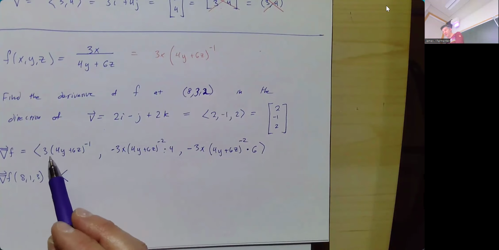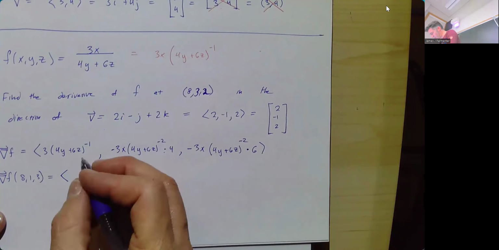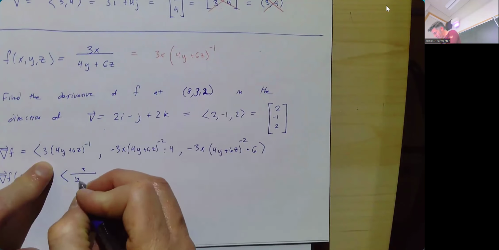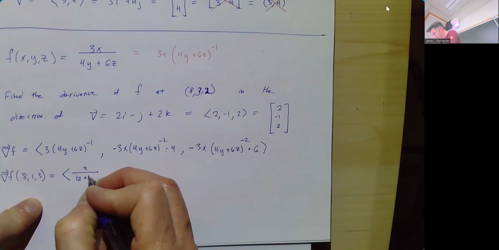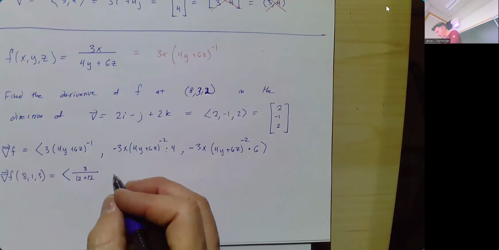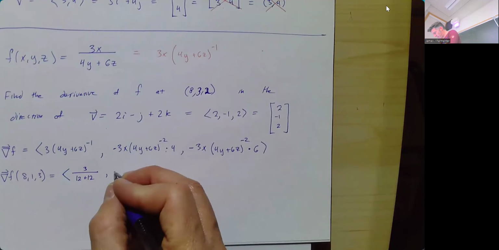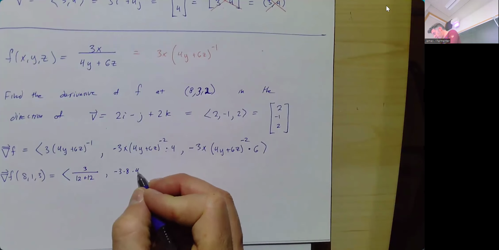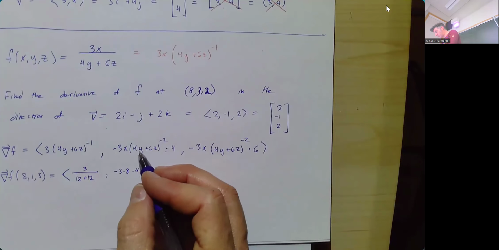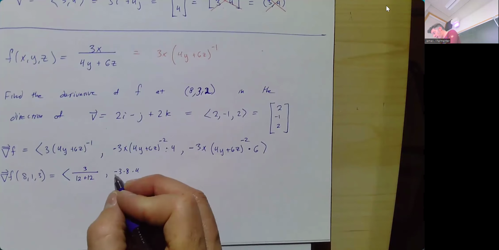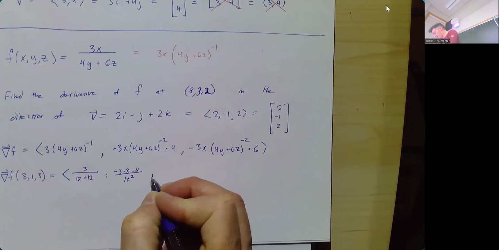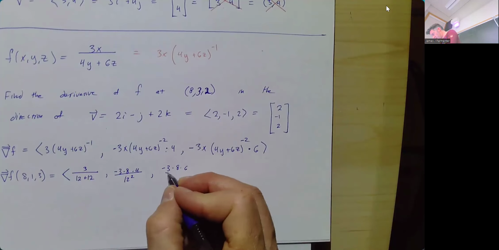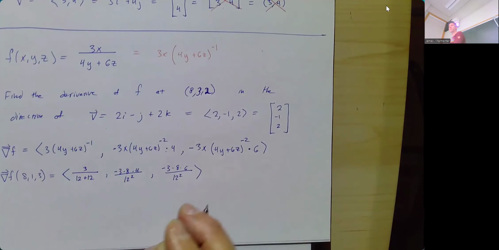So instead of writing 3 times this thing, first, I'm going to write this as 3 over 4 times 3 is 12, 6 times 2 is 12. Over here, I'm going to get negative 3 times x, and negative 3 times 8 times 4. And I know my denominator is going to be 4 times 3 is 12, plus 6 times 2 is 12, but it's going to be 12 squared. And finally, over here, a negative 3 times 8 times 6 over 12 squared again.